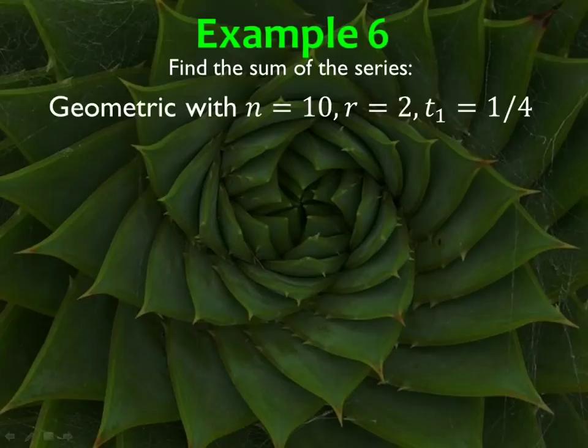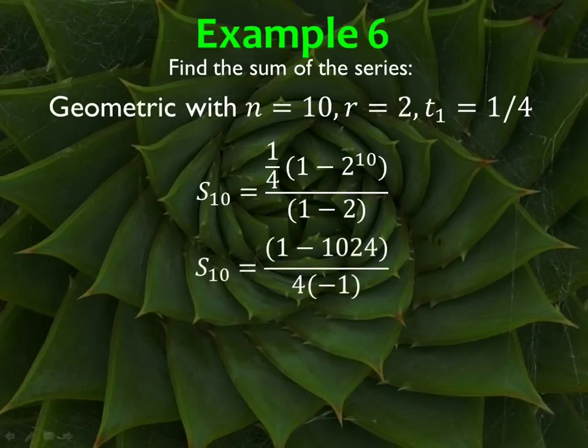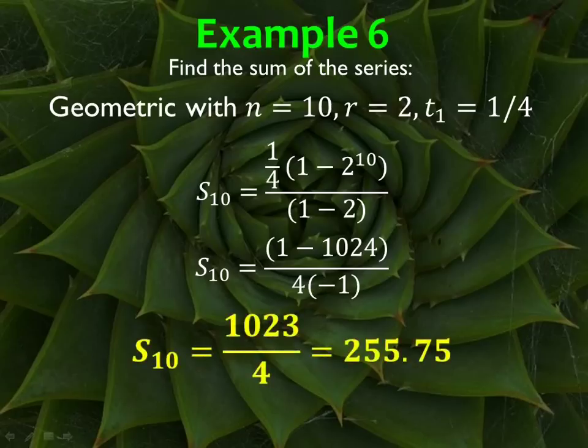Let's go to number 6, a geometric series with n equals 10, r is 2, t1 is 1/4. Again, I would encourage you to try this on your own and then restart the video when you're ready to see your answer. All right, so this is a geometric series, so the first term is 1/4, so that goes over here with the 1/4, times 1 minus r to the n. So 1 minus 2 to the 10th power, all divided by 1 minus r, which is 1 minus 2. So if you simplify this and do some arithmetic, you see that the sum is 255.75.